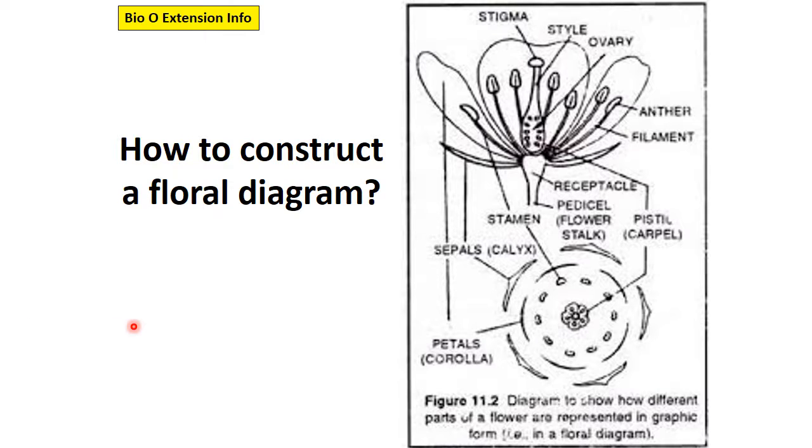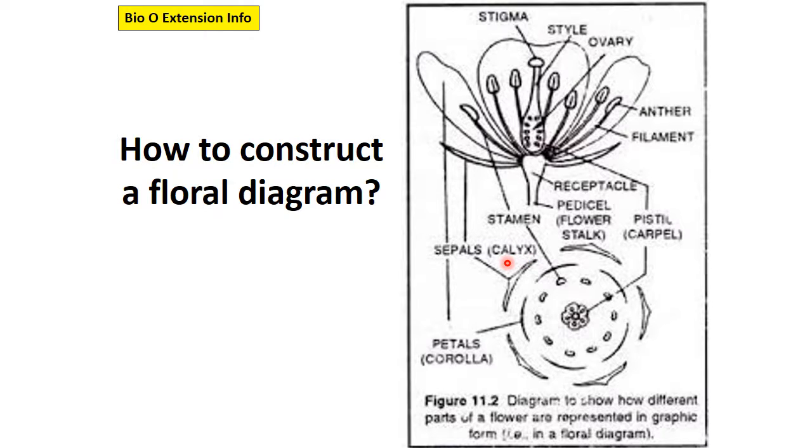Now, how to construct a floral diagram? Let us take an example from here. Let us start with the sepals. The sepals are represented by this structure, this drawing. Generally it should be at the outer wall. You can see there are 5 sepals here. The collective word for sepals is called calyx.